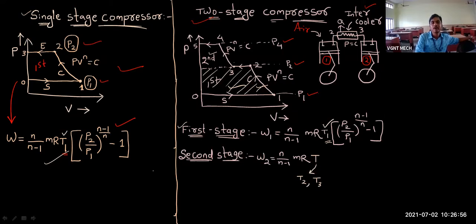But when we come to the second stage, which one is the second stage? This much is the second stage. Okay, so this area is the second stage. For the second stage, which is the compression process? This one, 3 to 4. This is the compression process. So what is the inlet temperature for this compression process? The inlet temperature for this compression process is T3.